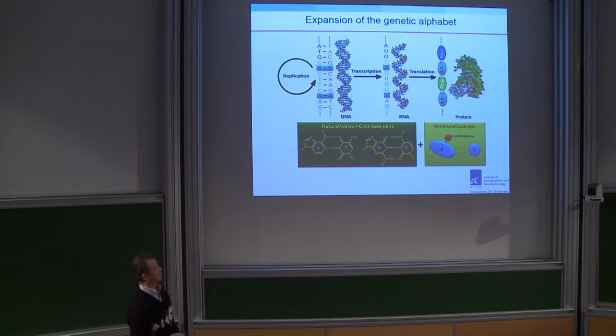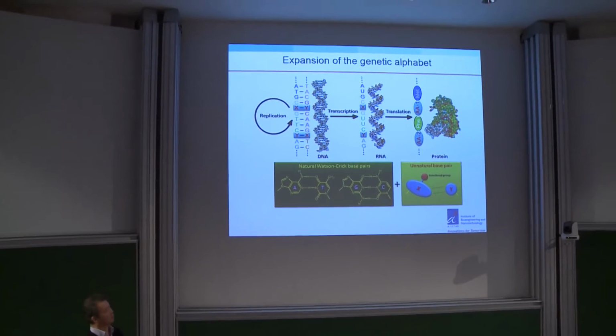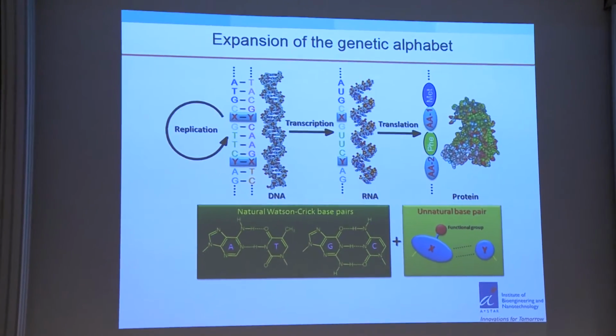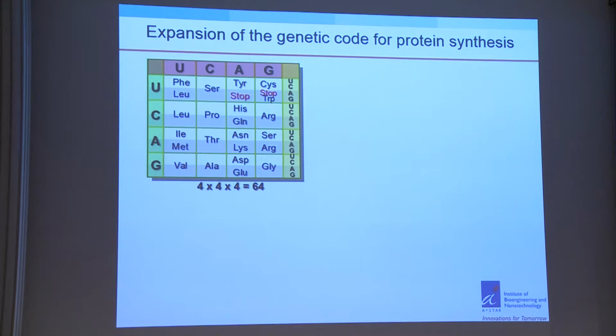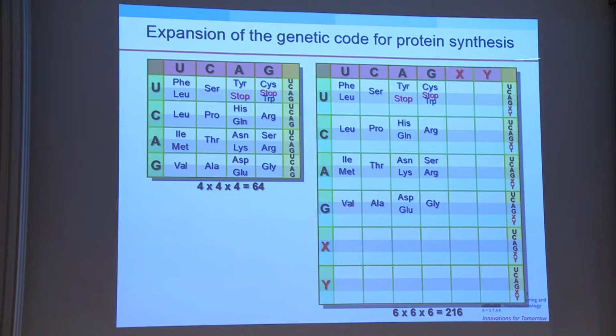To do this, we have to develop a third base pair. We call it an unnatural base pair. This unnatural base pair can function as a third base pair in replication, transcription, and/or translation. If we can make such a system, we can introduce new components into nucleic acids and proteins, increasing their functionalities. For example, this is a usual genetic code with four letters. But if you add two unnatural letters to this table, you can increase the genetic code to 216. So you can add maybe 100 amino acids into proteins.